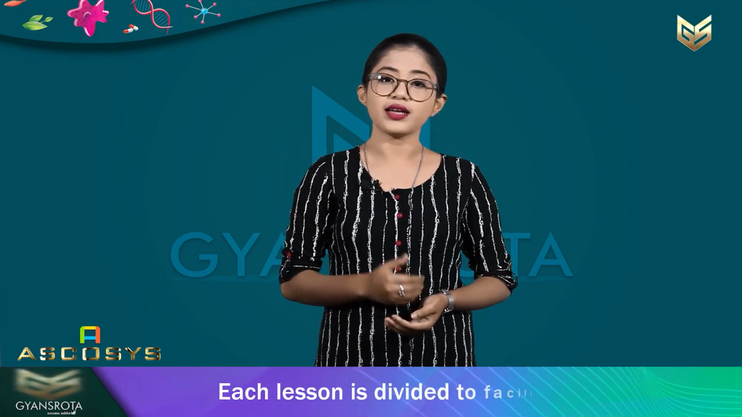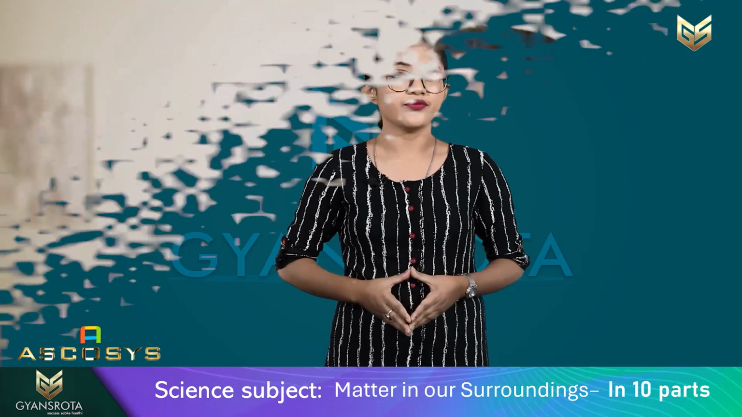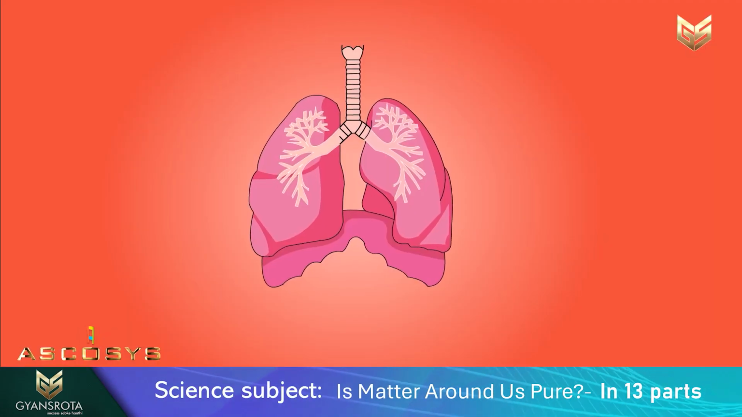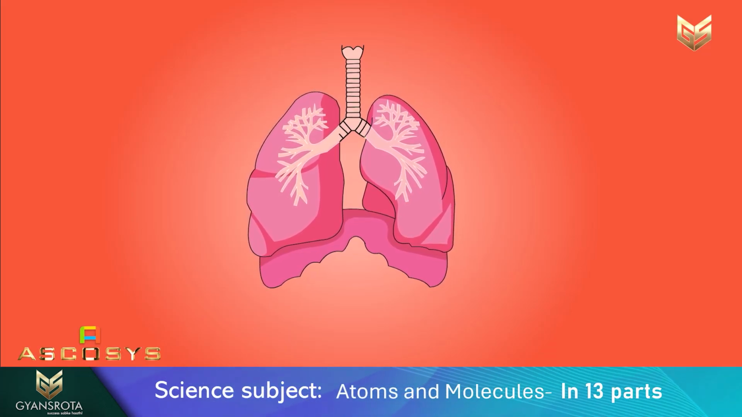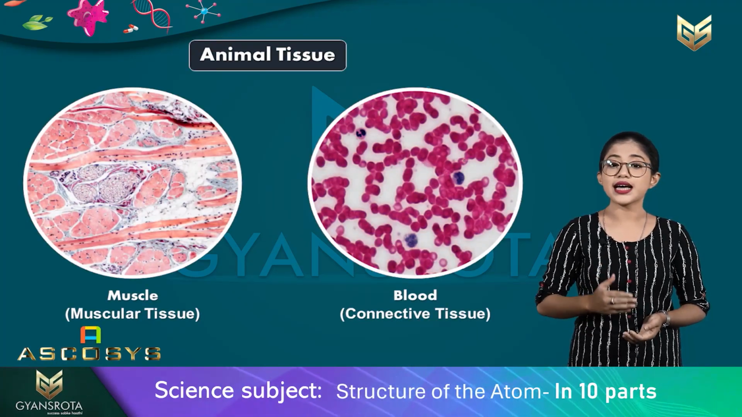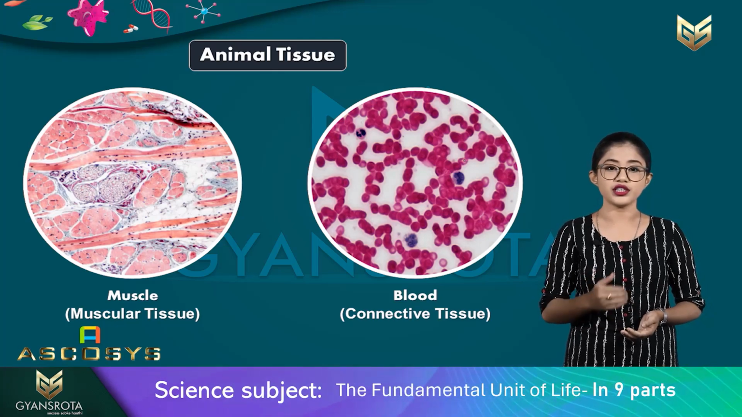Now I will talk about animal tissue. When we breathe, we can actually feel the movement of our chest. The contraction and relaxation of these cells result in movement. So in the case of animal tissue, blood is a type of connective tissue and muscles form the muscular tissue.